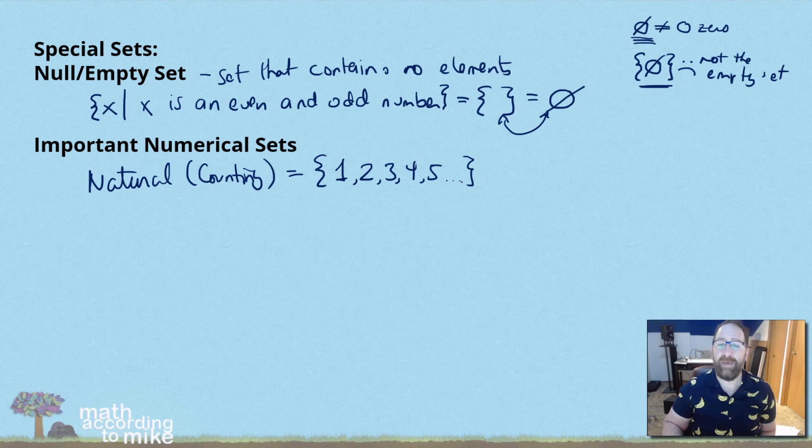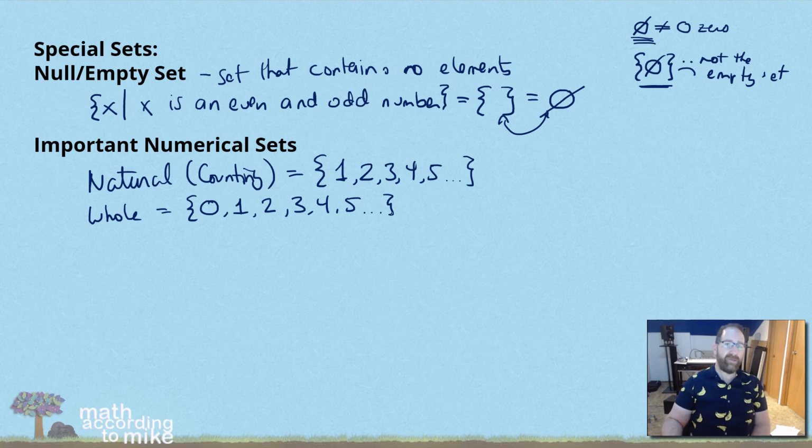Now, if we included 0 to that set, we get what are called the whole numbers. It may sound strange that adding only one additional number creates a new set, but as it turns out, historically, the number 0 is one of our newer numbers in mathematics, and you have to remember math has been around for a long time. So when I say newer, I mean like hundreds of years ago, maybe thousands. I can't remember.